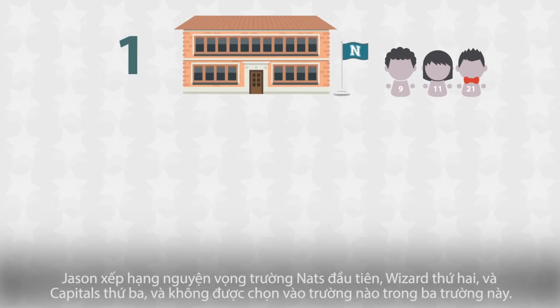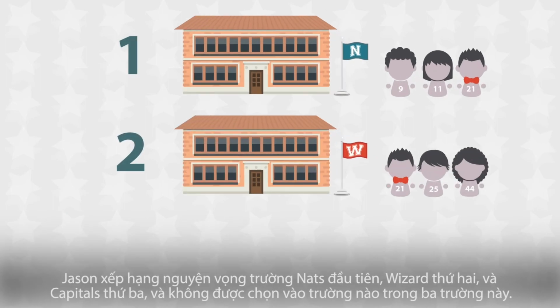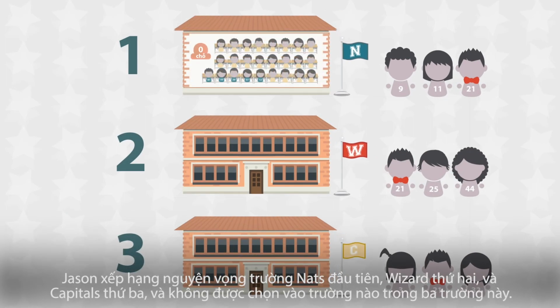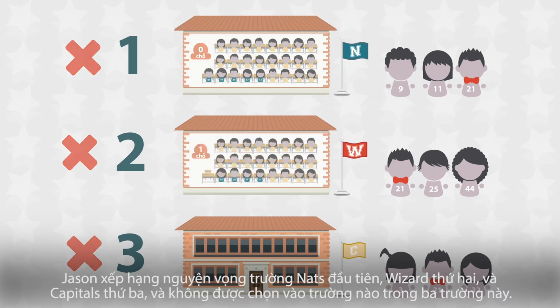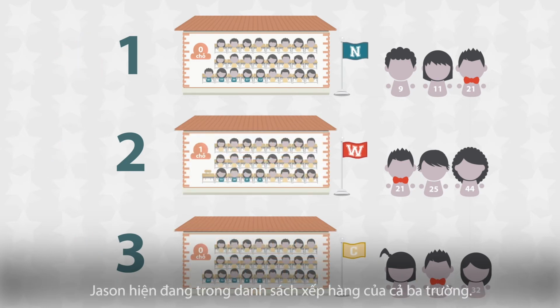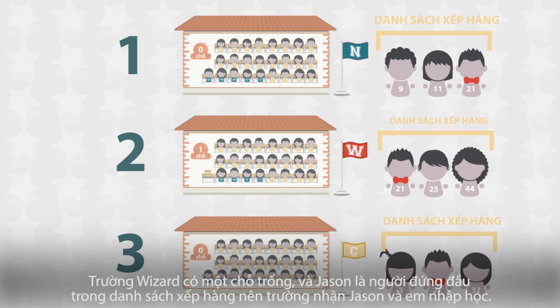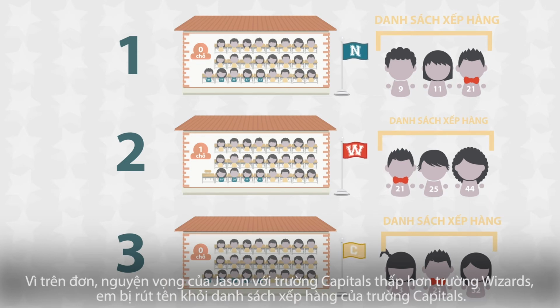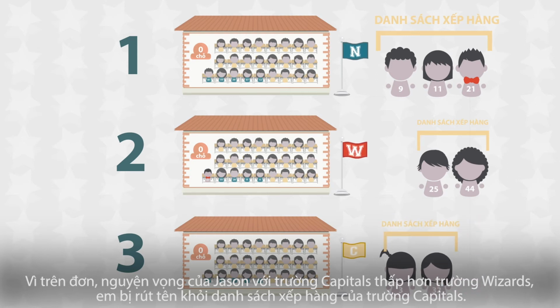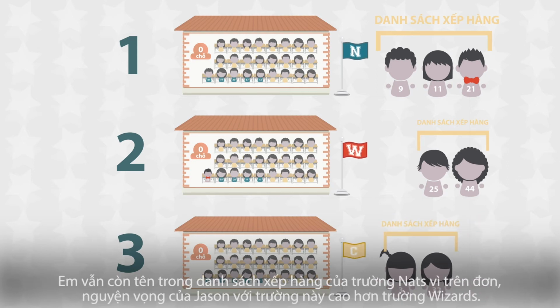Jason ranked Nat's school first, Wizard School second, and Capital School third, and was not matched with any of them. Jason is now on all 3 schools' waitlists. Wizard School has a space available and Jason is first on the waitlist, so they offer him the space and he enrolls. Because Jason ranked Capital School below Wizard School on his application, he is removed from Capital's waitlist. He remains on Nat School's waitlist because he ranked it higher on his application than Wizard School.